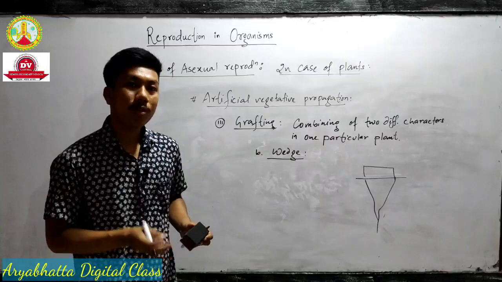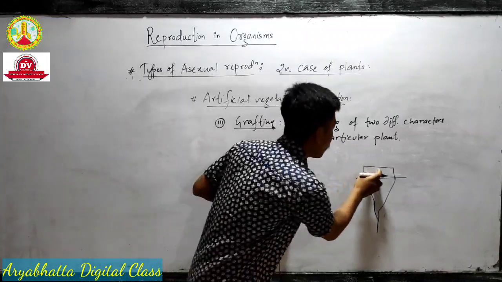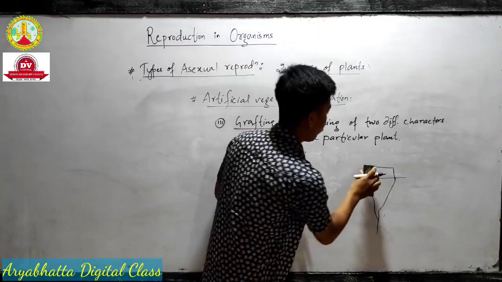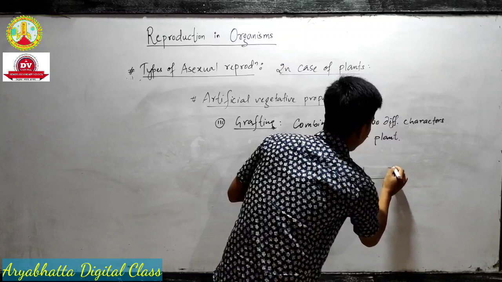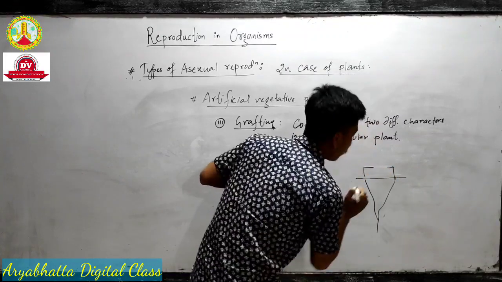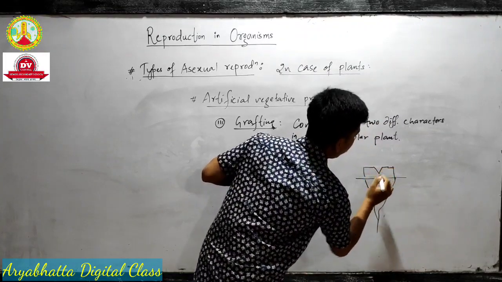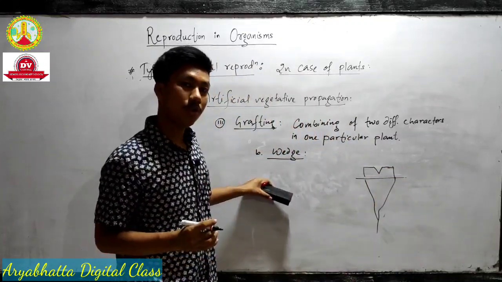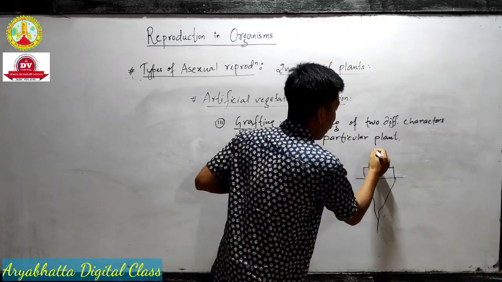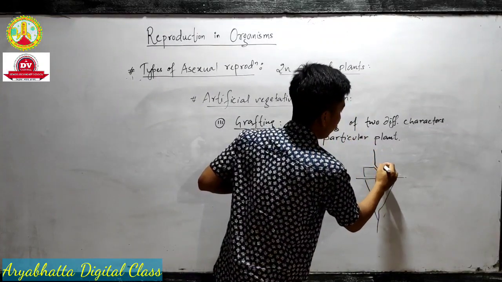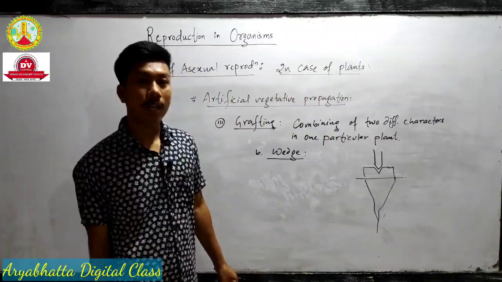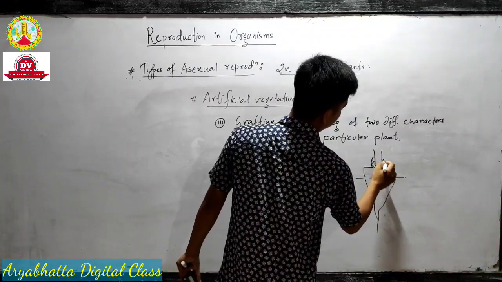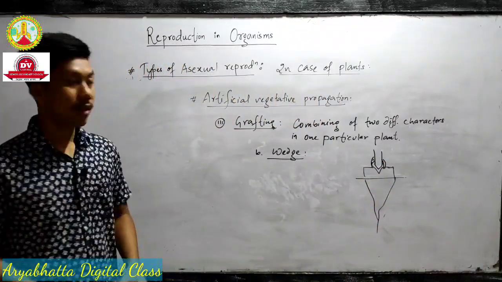In such cases, we cut at the middle part of the stem in a wedge structure. The cut is like a wedge at the middle region of the scion, and then we add our desired stem to the cut part and cover with soil again. That's it. Such a process is wedge grafting.